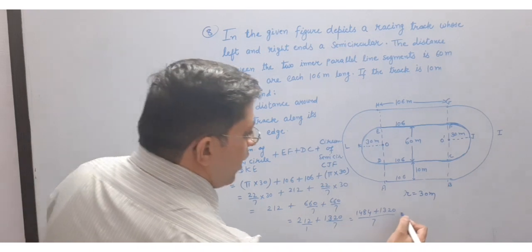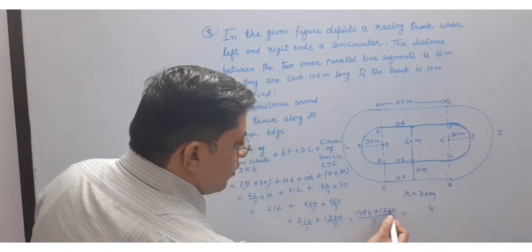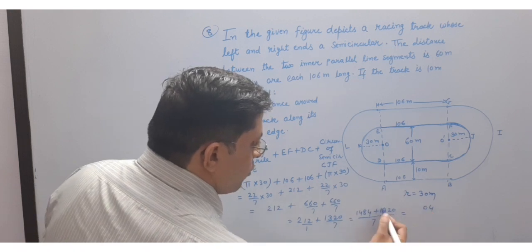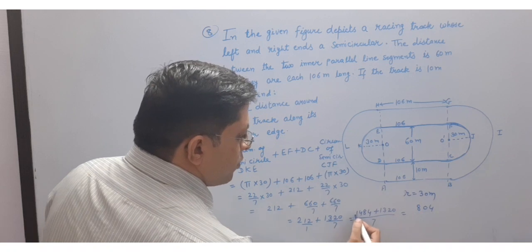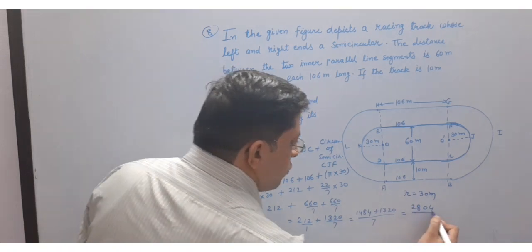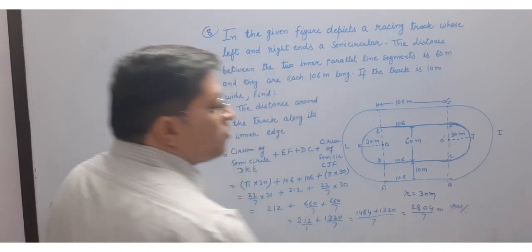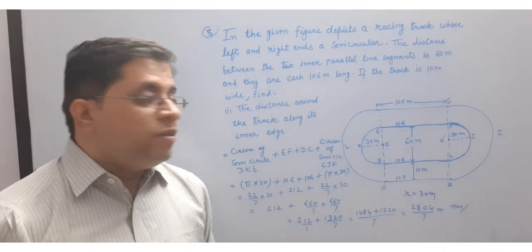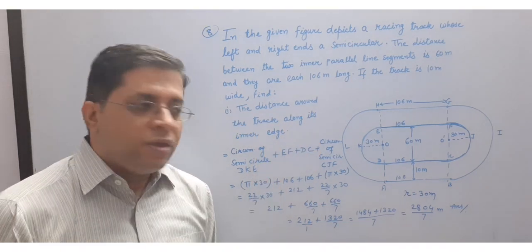Then if you want to add this: 0 plus 4 is 4. 8 plus 2 is 10, 0, carry 1. 3 plus 1 is 4. 4 plus 4 is 8. And 1 plus 1 is 2. Upon 7 meter. This is your first answer. This is the distance around the track along its inner edge.